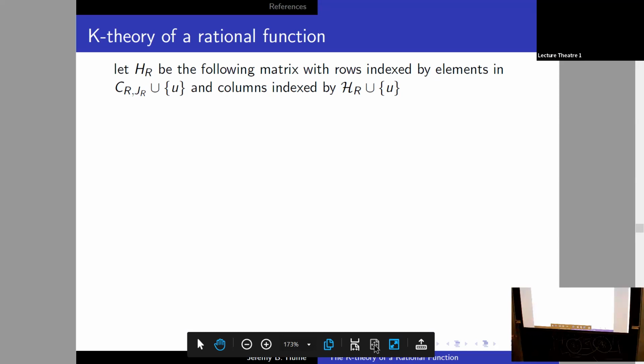And from them, I'd like to construct a matrix. So we'll denote CR, JR to be the critical points inside the Julia set. So that's just going to be the set of points C with vanishing derivative. Sorry about the messiness. And then we're going to add an extra index U.